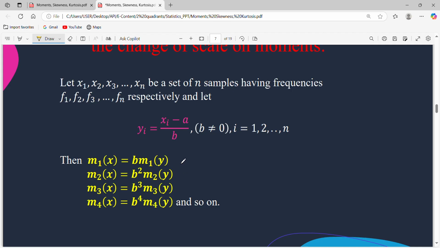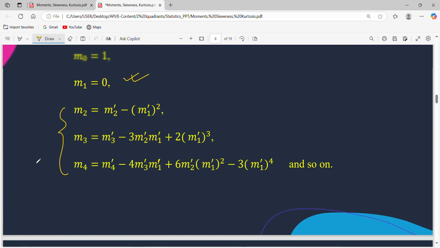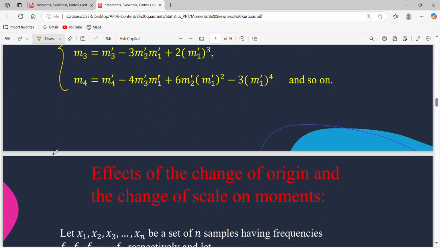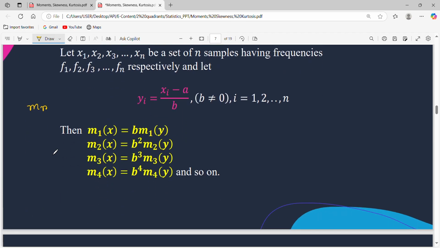So what is the meaning of this? Here the meaning is this: we know that mr represents the central moment. Let's check it. Just see here, mr represents the central moment. So this is the first central moment with respect to x.